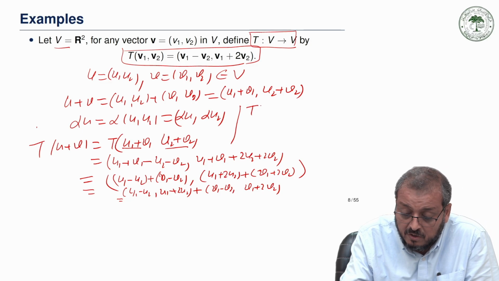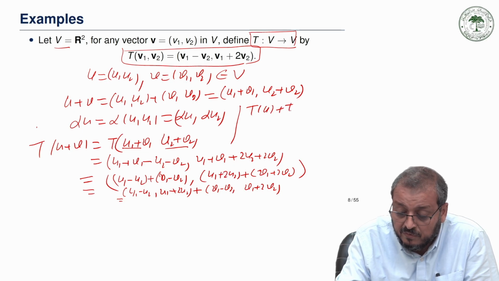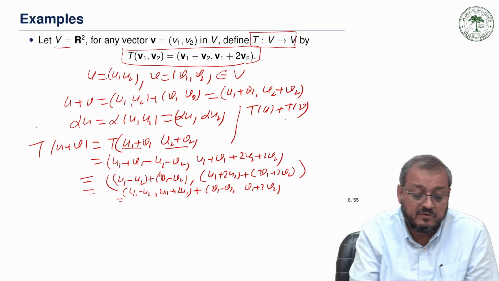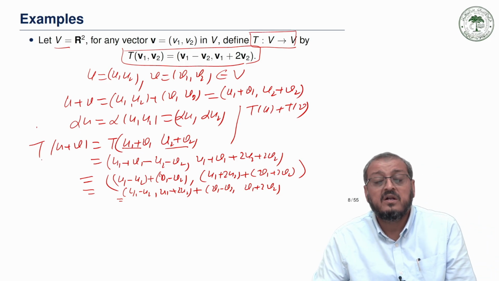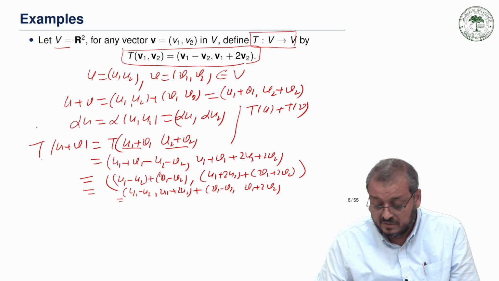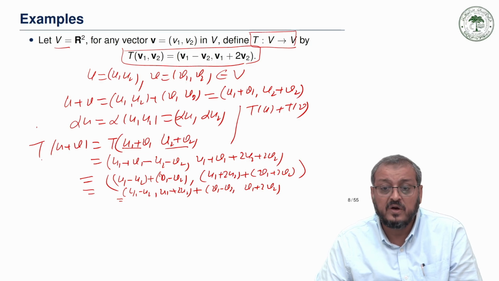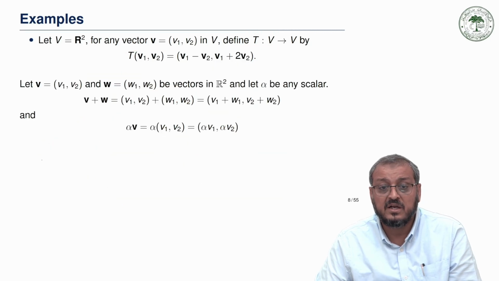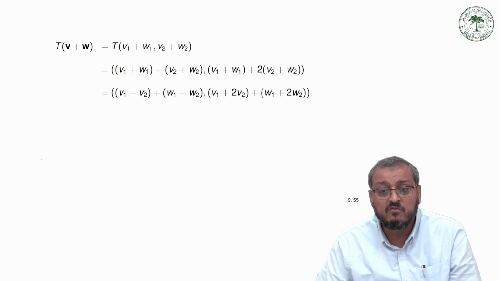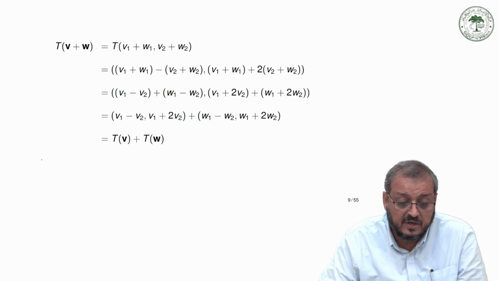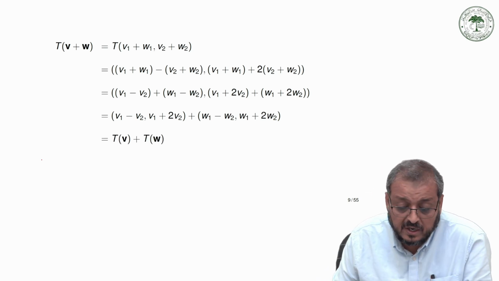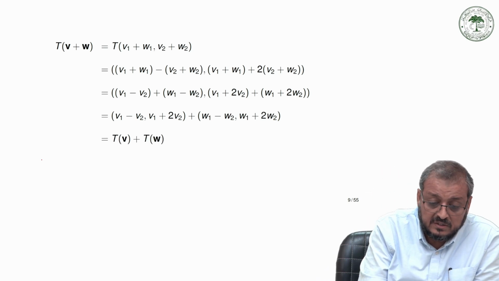And now you see this is nothing but equal to, by the definition, T of U plus T of V. That means this T is preserved under the addition, vector addition. So this first condition is satisfied. So now we have to check the other one. We have to just say that is satisfied clearly. And now we try to find the other condition.